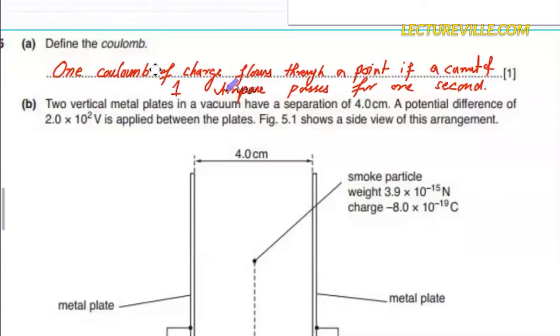So this is one way of explaining this. For a short version, you can also do this. 1 coulomb equals 1 ampere multiplied by 1 second. Okay, but both are equally good.